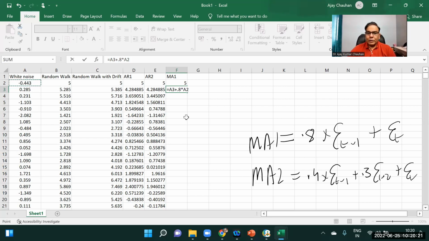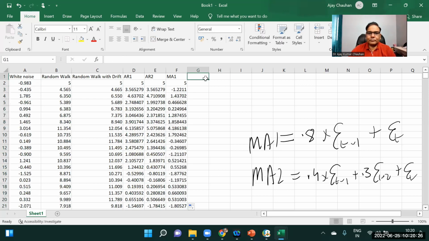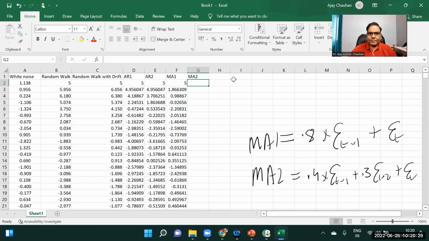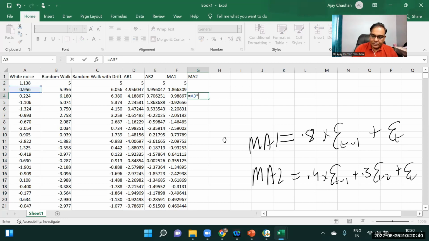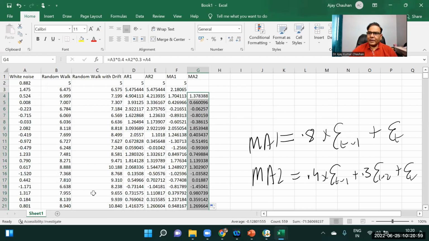So we can generate the MA1 and MA2 series. This is the MA2 series. So we will generate from here: et minus 1 multiplied by 0.4, plus et minus 2, two days back, multiplied by 0.3, plus the current error term. So this is called the MA2 series. In this way, we can simulate the AR1 and MA1 series.